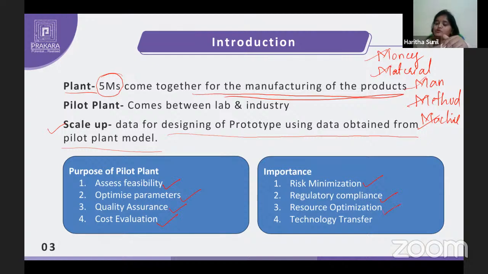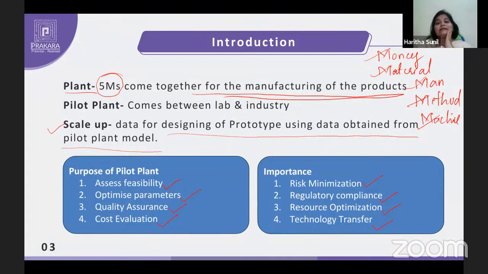And resource optimization, very important. So here resource optimization is nothing but whenever you're preparing that in the pilot scale, it always helps you to determine the most efficient use of the resources. Resources are nothing but raw materials, energy, personnel for the large scale productions.